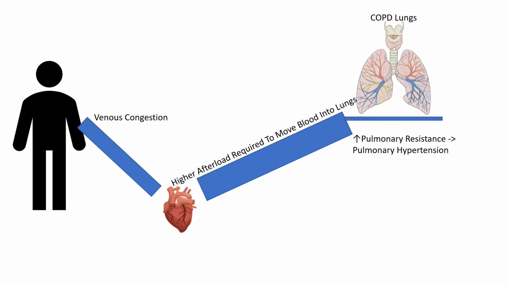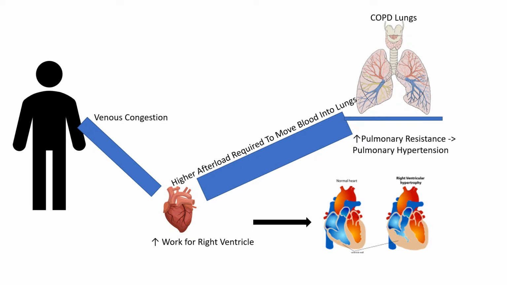Afterload is the resistance the heart must overcome to open the pulmonary valve to move blood into the lungs. In addition to that, increased thoracic pressure, which is characteristic of COPD, further increases right ventricular afterload. All of this requires the right ventricle to work harder to overcome pulmonary hypertension and it will hypertrophy to accommodate. This right-sided heart hypertrophy can eventually lead to right-sided heart failure.